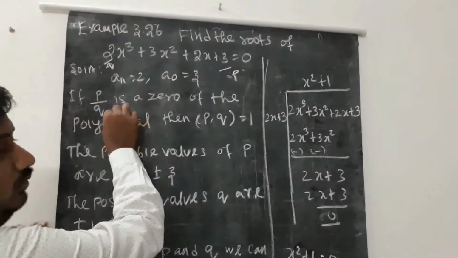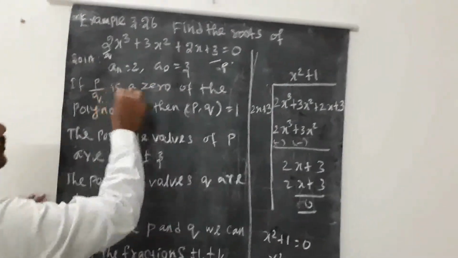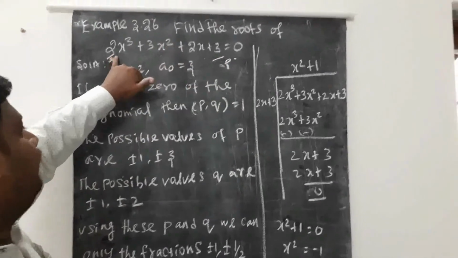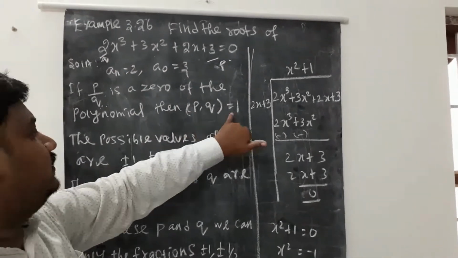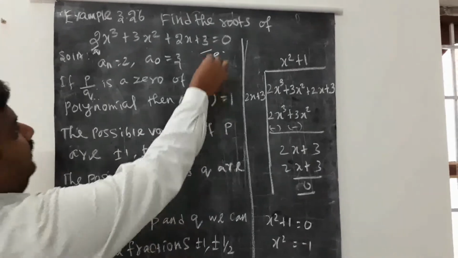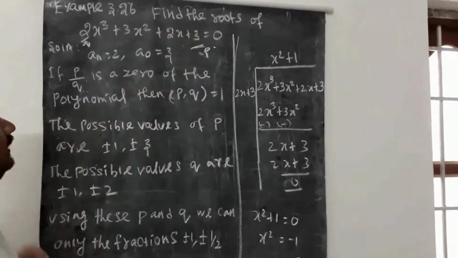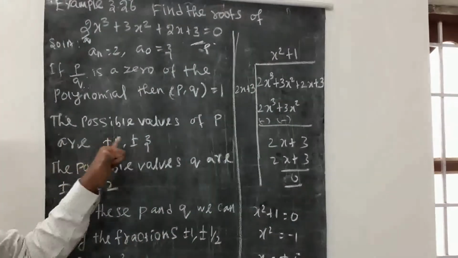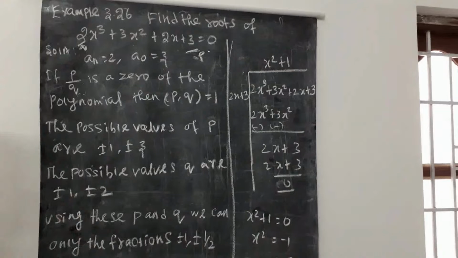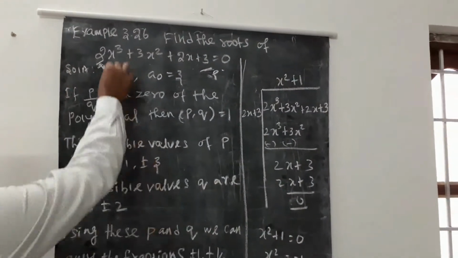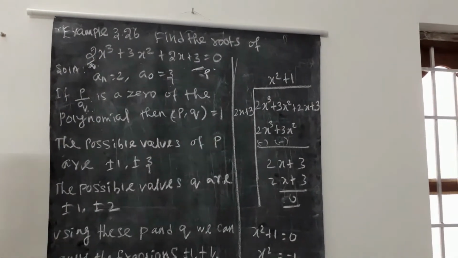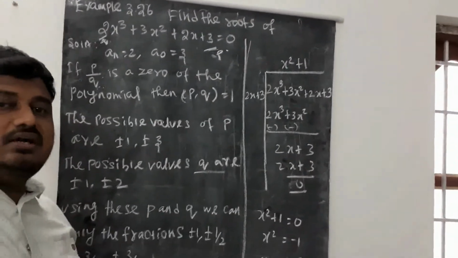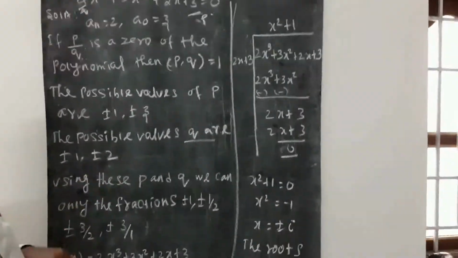Therefore, if p by q is a zero of the polynomial, then the GCD of p comma q is equal to 1. First, we find the possible values of p. The divisors of p, here p value is 3. The divisors of 3 are plus or minus 1, plus or minus 3. Next, in example sums the q value was 1, so no problem. But here the q value is 2. Therefore, the possible values of q, the divisors of 2, are plus or minus 1, plus or minus 2.